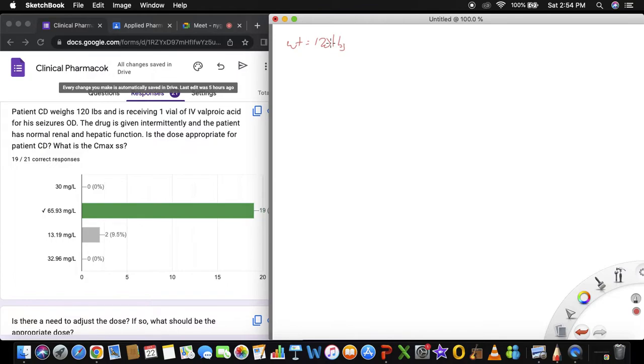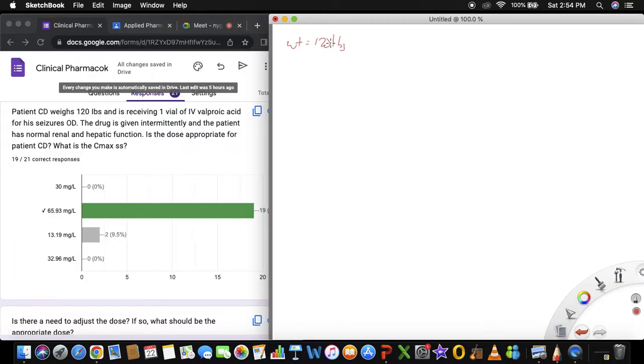Okay. And is receiving 1 vial of valproic acid, okay, for his seizures once a day. The drug is given intermittently and the patient has normal renal and hepatic function. Is the dose appropriate for patient CD? What is the Cmax SS?